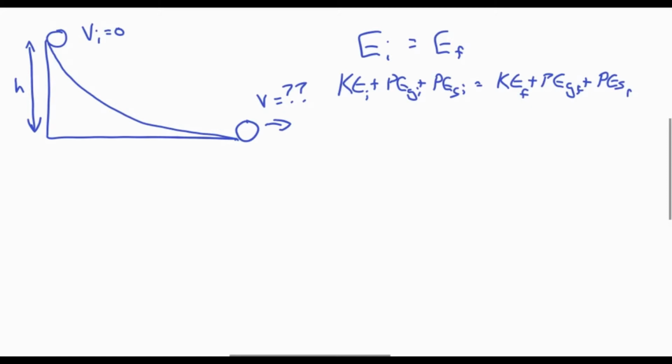This is even easier than it looks. At the top, there's no speed and there are no springs. At the bottom, there's no height and there are no springs. So this becomes the initial potential energy due to gravity becomes the final kinetic energy.